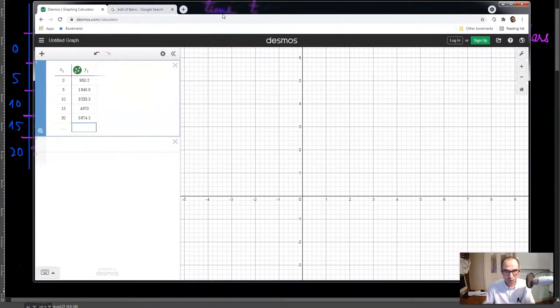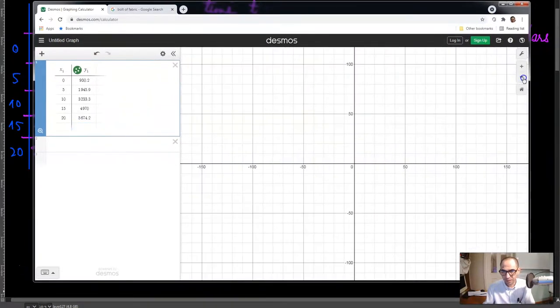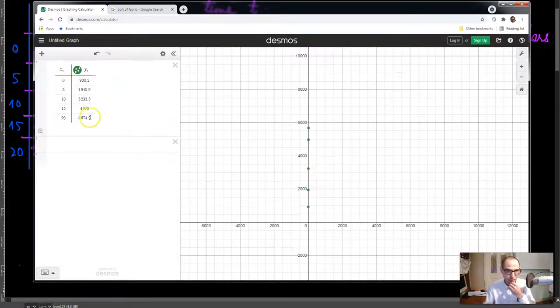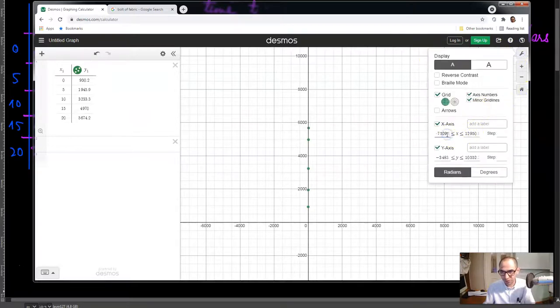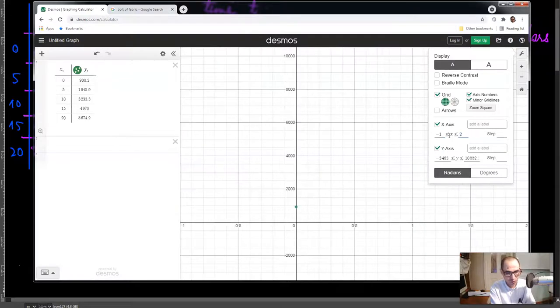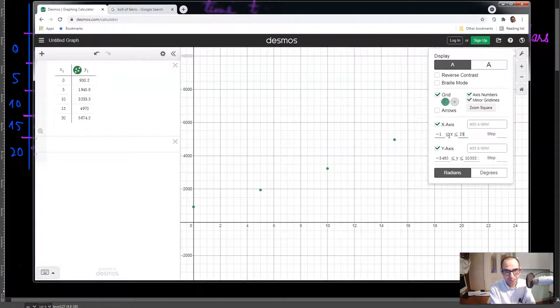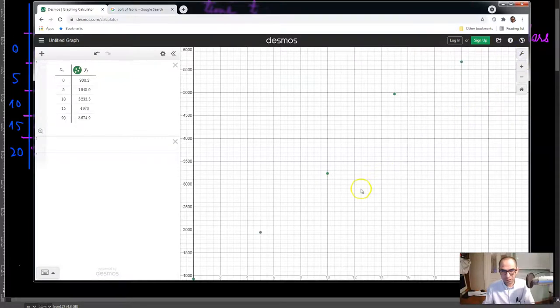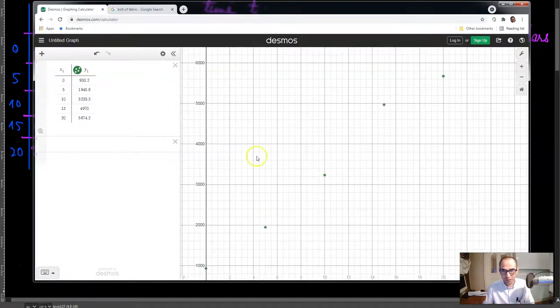And then you would have some points over here. The value of x goes from 0 to 20. The value of y goes from 930 to 5674. So let's change this viewing rectangle over here. Call it, for example, negative 1 to 25, and for the value of y, let's go from 900 to 6000. So that's essentially 1, 2, 3, 4, 5 points over here.